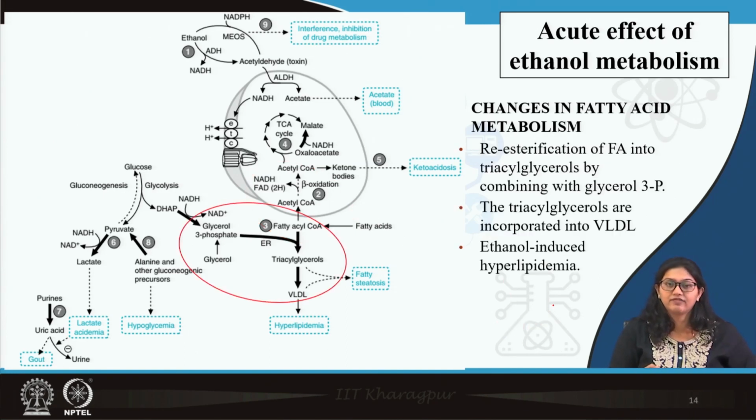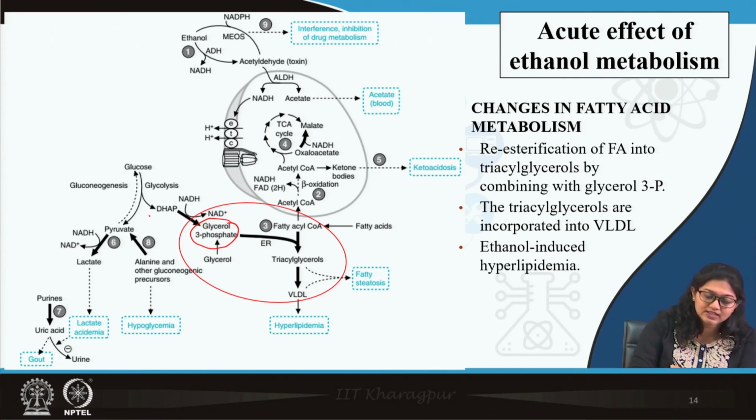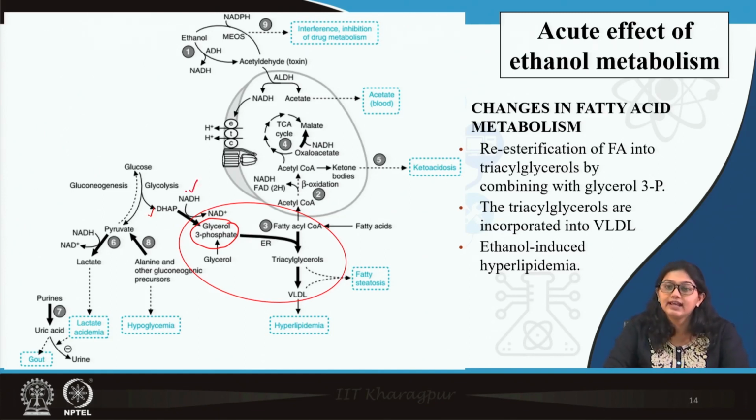What is the fate of those activated fatty acids? These fatty acyl coenzyme A enter re-esterification to form triacylglycerol, combining with glycerol 3-phosphate. Now, interestingly, synthesis of glycerol 3-phosphate in the glycolysis pathway is also increased, because if you remember once again, when dihydroxyacetone phosphate is converted to glycerol 3-phosphate, NADH is required. So, there is a high amount of NADH available, which is forming a high amount of glycerol 3-phosphate.